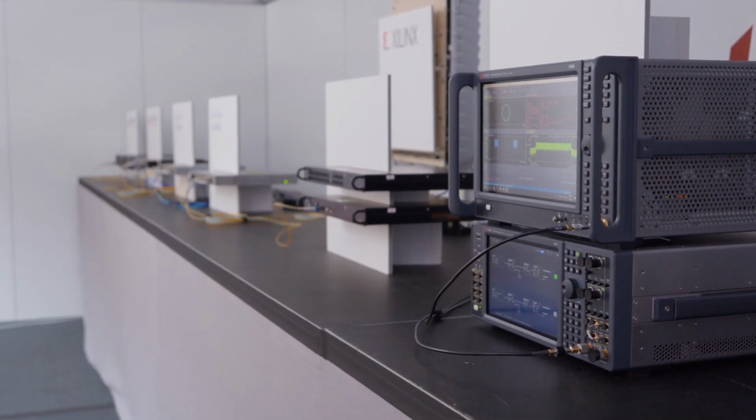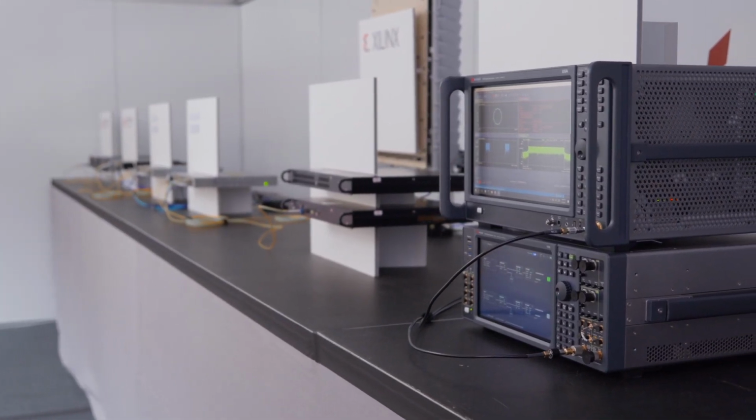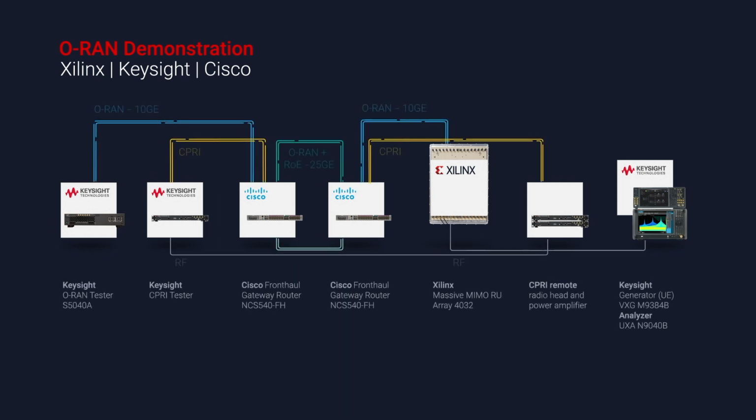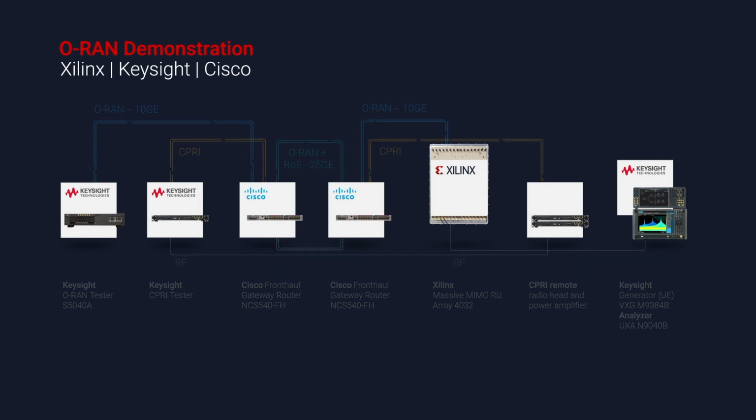So to summarize, in this setup you can see the latest Keysight O-RAN testing solution acting as a DU and RF source analyzer feeding a Xilinx massive MIMO O-RU. They're interconnected by Cisco fronthaul gateways, which can simultaneously transport legacy CPRI. 3 different companies, all interoperating smoothly based on the O-RAN fronthaul standard.